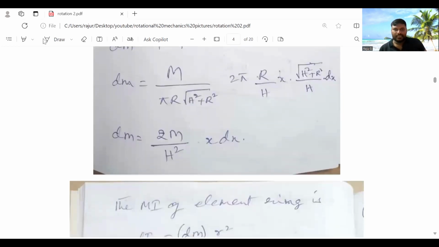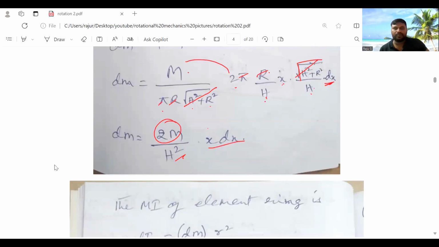dm is equal to m by pi r root over h square plus r square, 2 pi into r by h into x, root over h square plus r square by h into dx. So this root over h square plus r square will cancel out, numerator and denominator. And pi cancels, r gets cancelled out. Then what are the remaining terms? We will write 2m divided by h into h square into x dx are left. So this is the dm value. The dm value is 2m by h square into x dx.